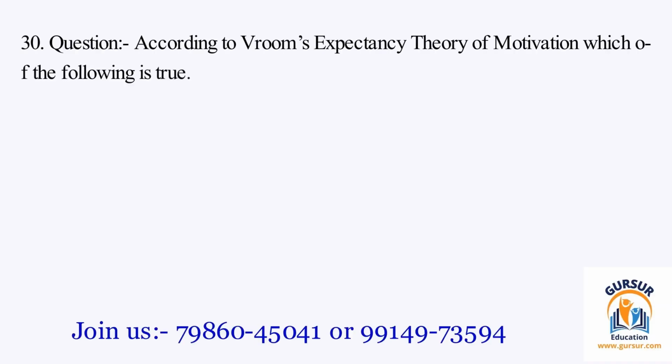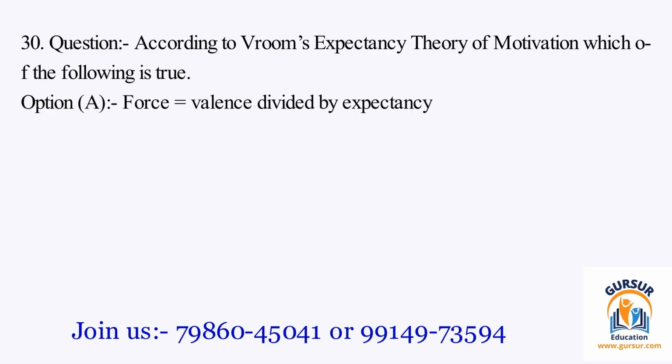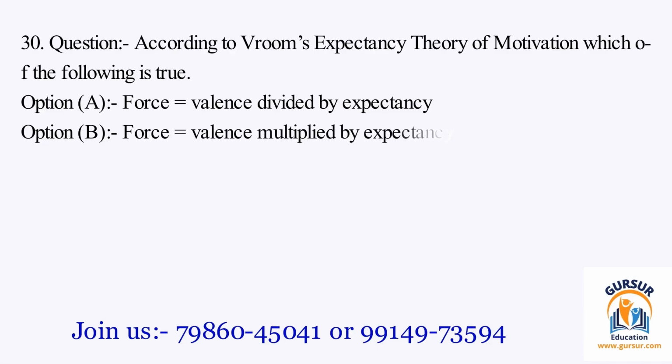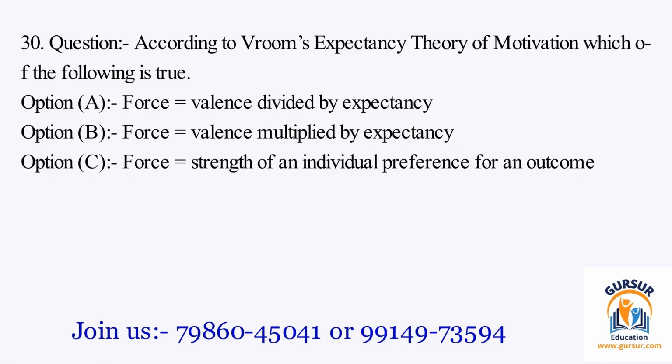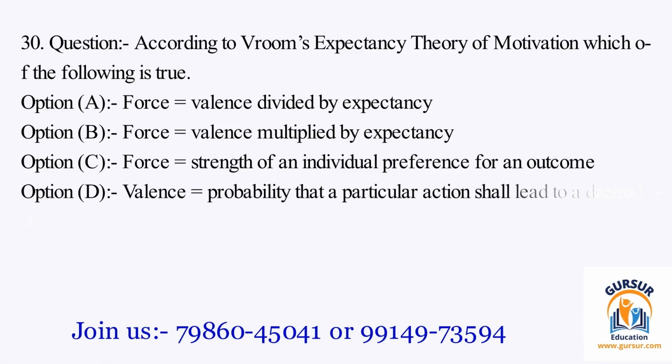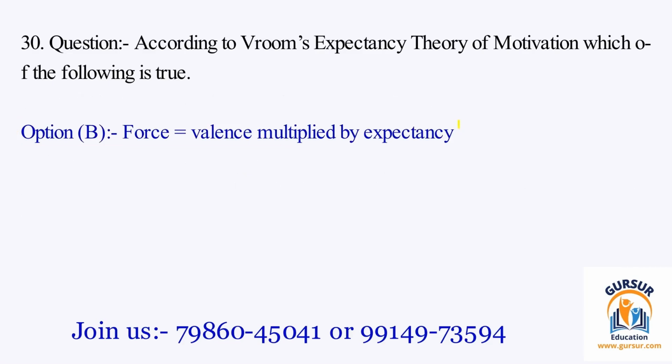Question number 30. According to Vroom's expectancy theory of motivation, which of the following is true? The option A is force equals valence divided by expectancy. The option B is force equals valence multiplied by expectancy. The option C is force equals strength of an individual preference for an outcome. The option D is valence equals probability that a particular action shall lead to a desired outcome. The right answer of the question is option B, and that is force equals valence multiplied by expectancy.